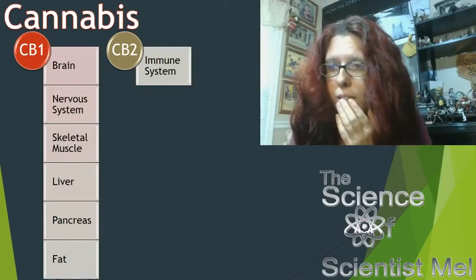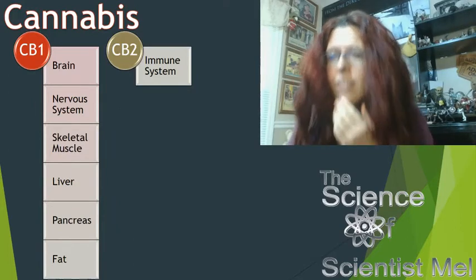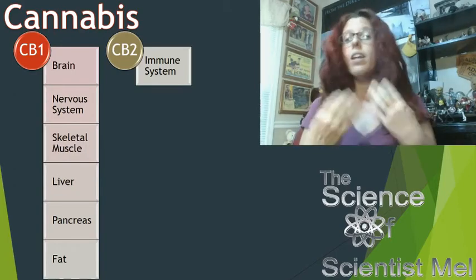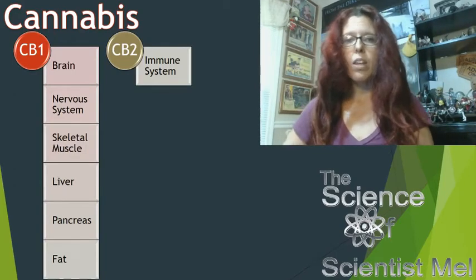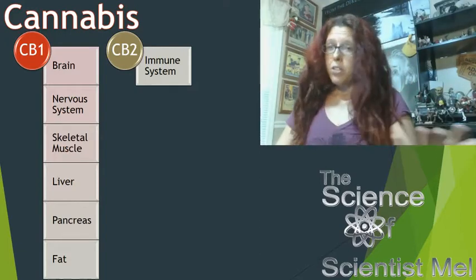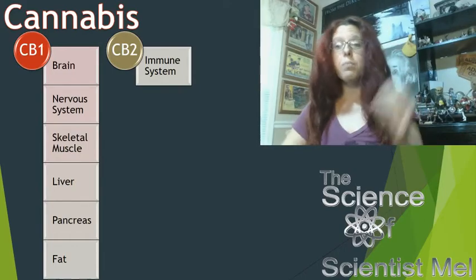This would lead on to a great piece regarding psychedelics. They have the same lock and key scenario. Maybe that can be a topic for another Science Of, to talk about psychedelics. All right, and then CB2, we see a high expression of that primarily in the immune system.